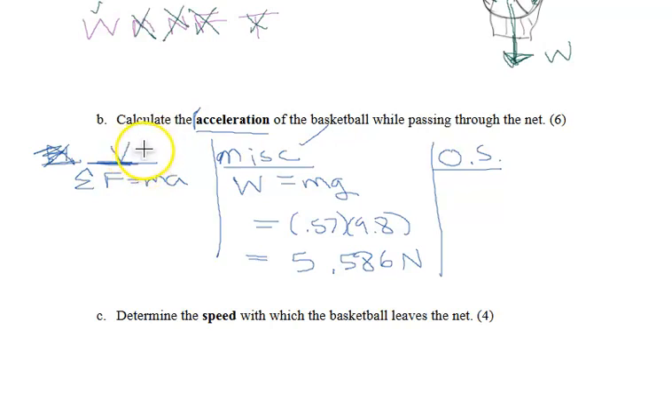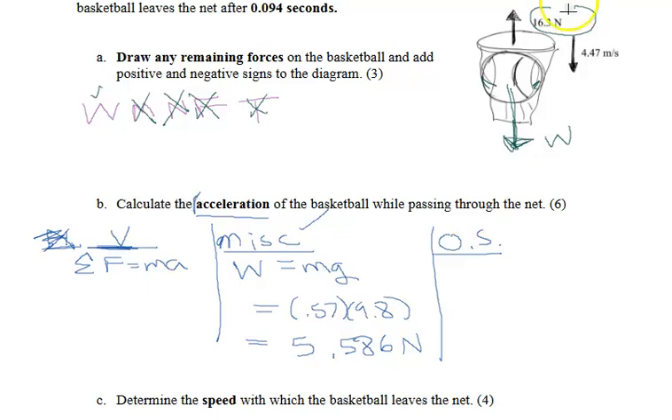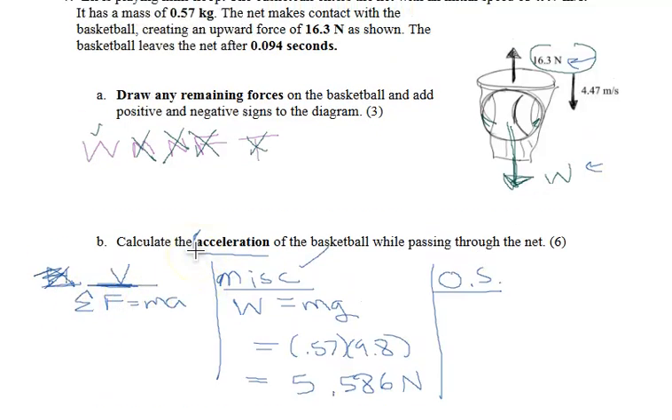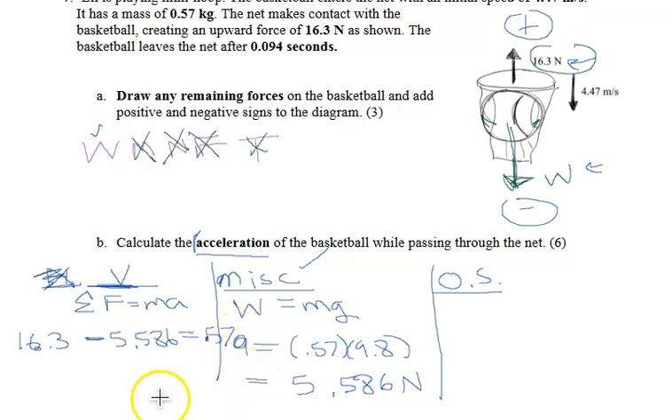So vertically, you have to ask yourself, are the forces balanced or not? And those two forces are not the same. The upward force, you can see, is bigger than the downward force of the weight. So the forces aren't balanced. So instead of saying sum of the forces equals 0, we're saying sum of the forces equals ma. Oh, I forgot to put my plus and minus signs on my diagram. So the 16.3 newtons is positive. The earth is pulling down, so that's negative, equals m, which is 0.57 times a.